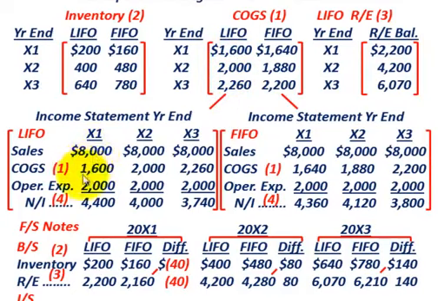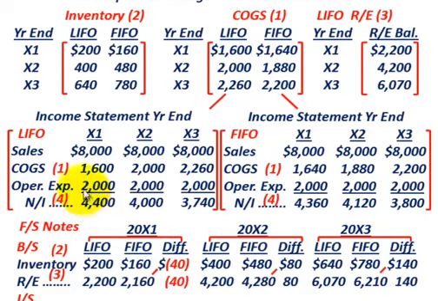Cost of goods sold for year X1, we had $1,600. In year 2, we have $2,000 for LIFO. And then year 3, we have $2,260. Okay, so that's what we have. This is the only thing that's changing on our income statement, again for LIFO. And then we're going to have operating expenses. They're going to be constant. Let's just say it's $2,000 for each of those 3 years.